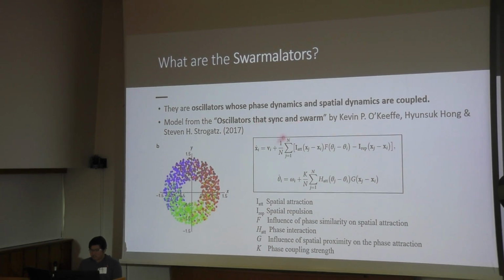So this is the general model. Basically what we have here is a delta position and a delta phase, so a change in position and a change in phase. As you can see here, for a specific agent i, the change in position depends on both the position and the phase of the other agents. So this is a contribution of all the agents to this change in position as well as the change in phase.